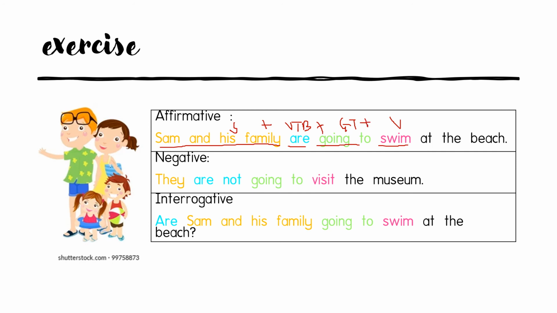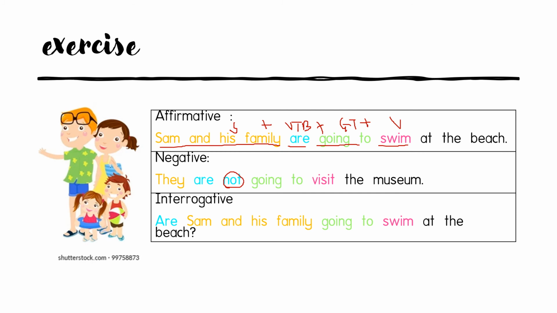Alright. And then for the negative one, it's the same too. But this time we also replace Sam and his family with they. So they are not here. Not. The difference is only the not, but this is the negative verb to be. So they are not going to visit the museum.